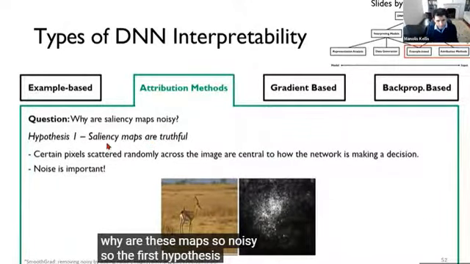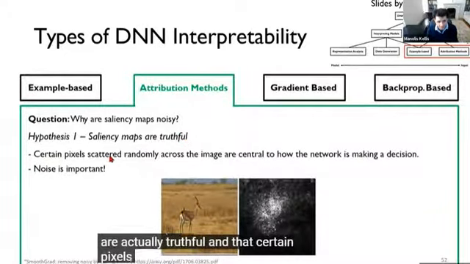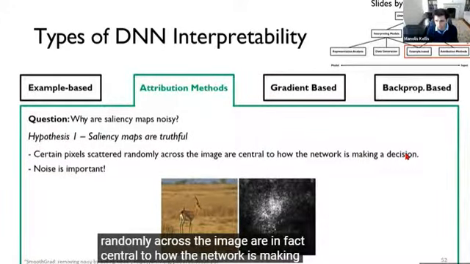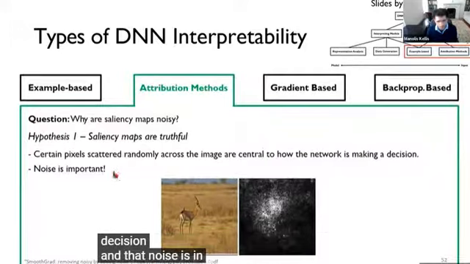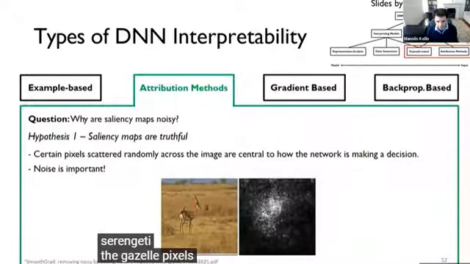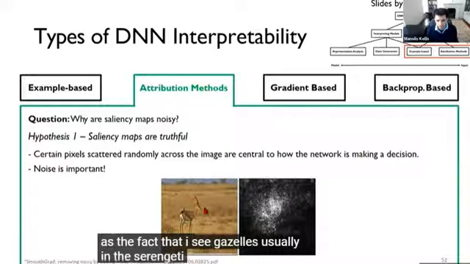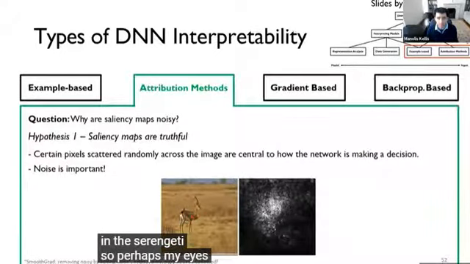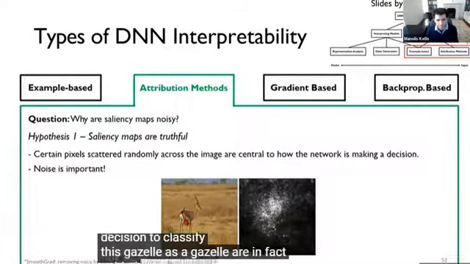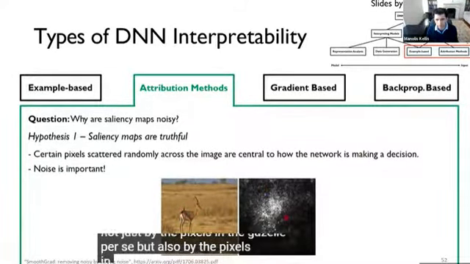So the first hypothesis is that indeed saliency maps are actually truthful, and that certain pixels that are scattered randomly across the image are in fact central to how the network is making the decision. And that noise is in fact important. When I'm classifying a gazelle in the Serengeti, the gazelle pixels are as important in my classification as the fact that I see gazelles usually in the Serengeti. So perhaps my eyes, as they're making the decision to classify this gazelle as a gazelle, are in fact guided not just by the pixels in the gazelle per se, but also by the pixels in the surrounding.